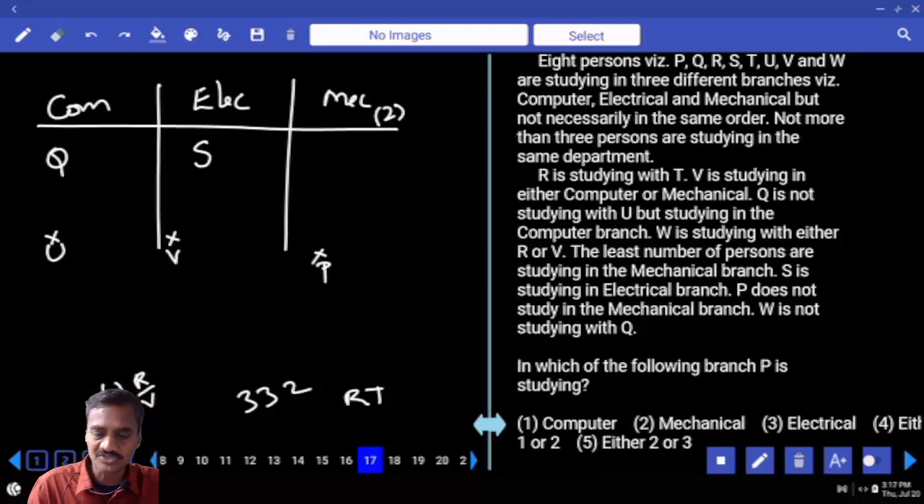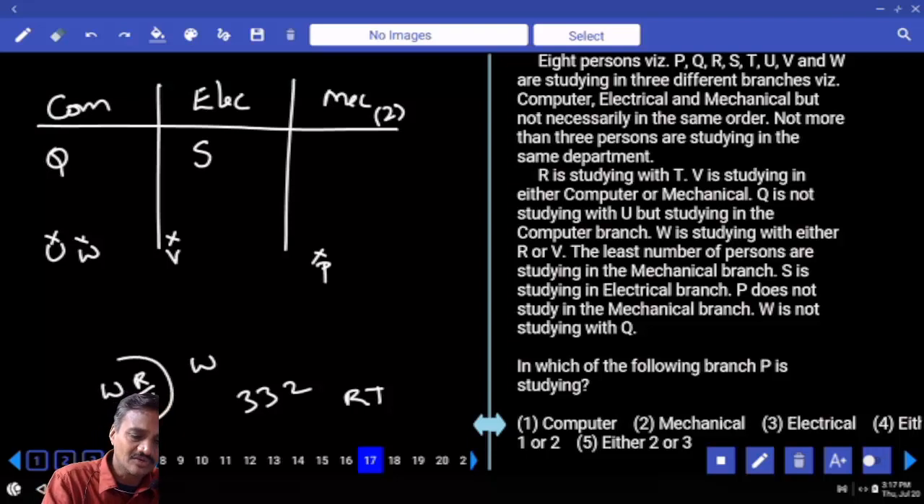The next one, W is not studying with Q. Now W and Q are also not studying with each other. Hence W cannot be here. As W cannot be here, along with this W, who are the persons here? WR or WV, isn't it? And R and T are together. That means W, R and T must be together, isn't it? If W and R are together, then T must also be along with them. Hence W, R and T is not possible here. 3 persons cannot be here.